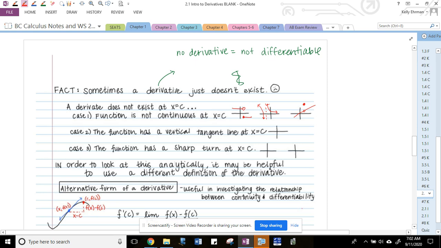If the graph is not continuous at C, I should write a little C there, then it's not differentiable at C. It's differentiable everywhere else, just not at the places where it's discontinuous.